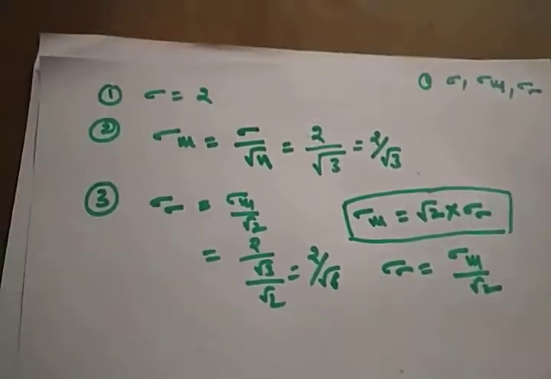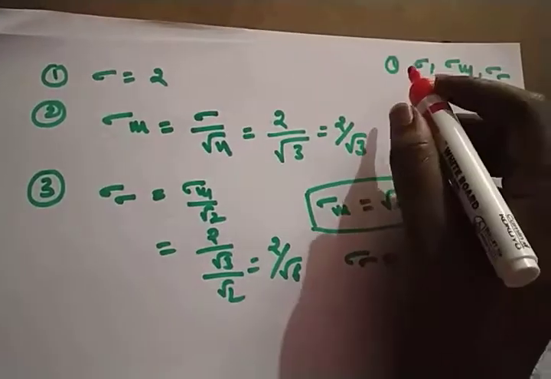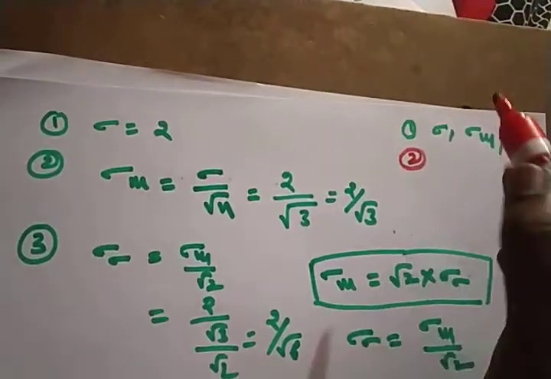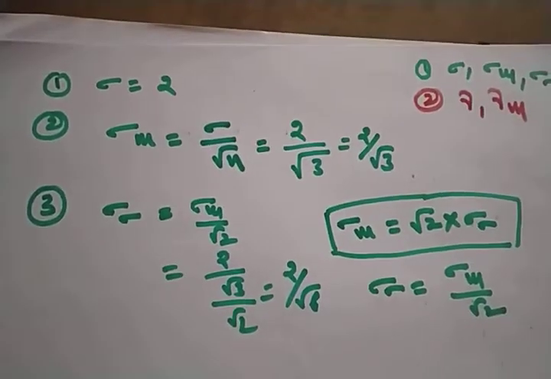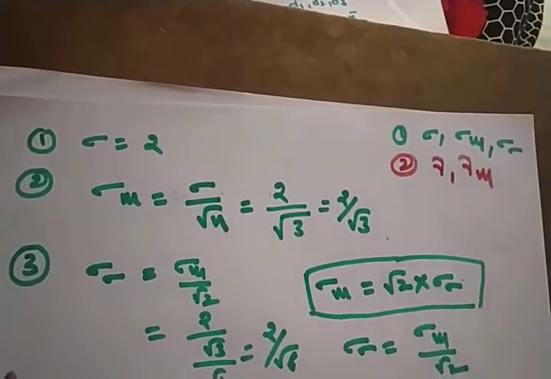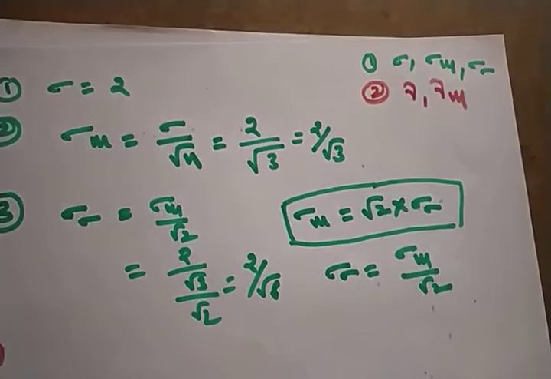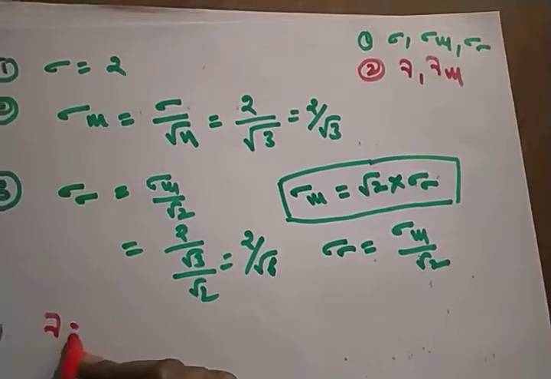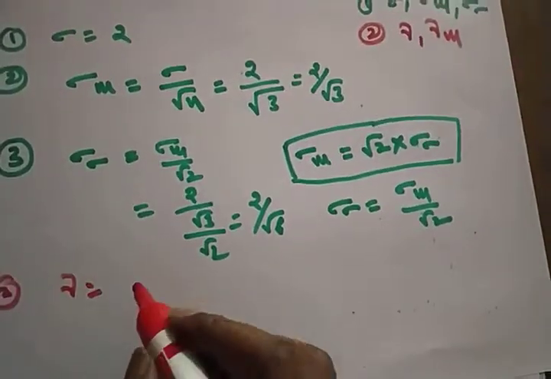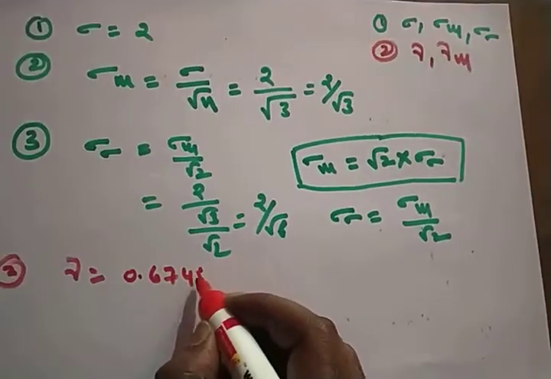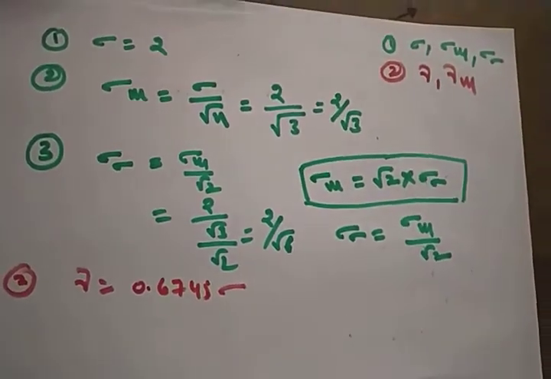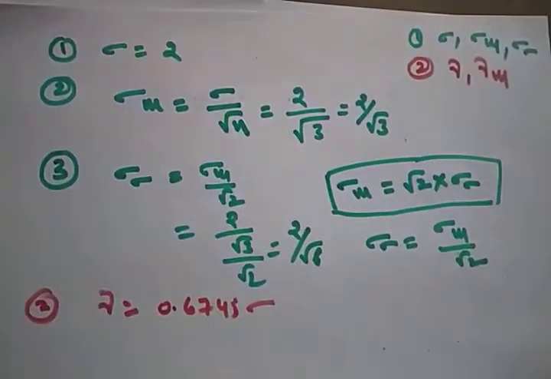Next is the second part. What they are asking is to find the gamma value and the mean of the gamma value. So what is the probable error? They are asking what gamma is. Gamma is nothing but the probable error. You know the formula: gamma equals 0.6745 sigma. Gamma is nothing but probable error.